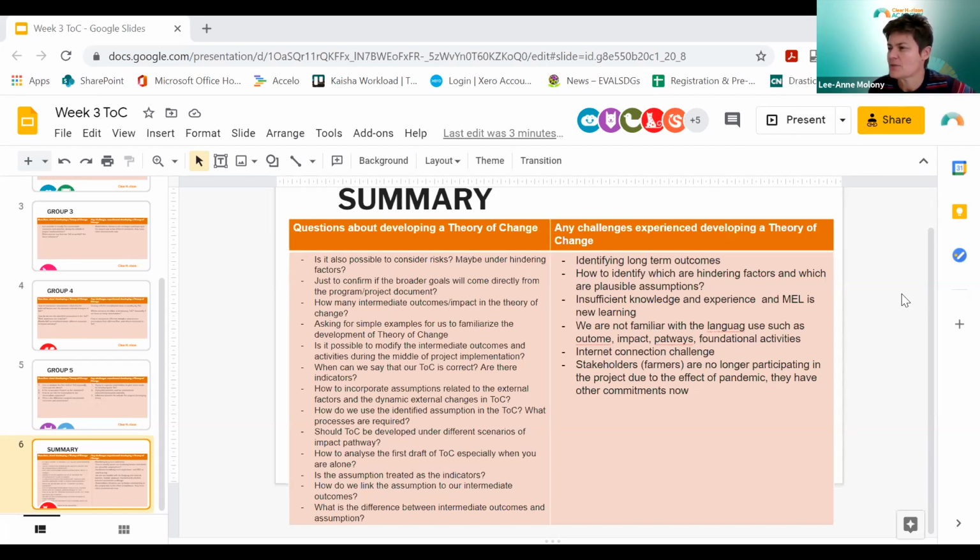Someone is asking for simple examples to familiarize themselves with the development of a theory of change. So you would like to see some simple examples. Okay, I'll see if we can attach some of those, but I think there's an example of one in the case study, Keisha, the Story Labs case study that's part of the training materials.